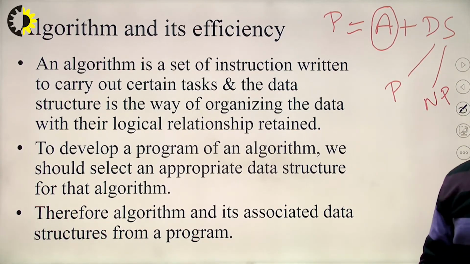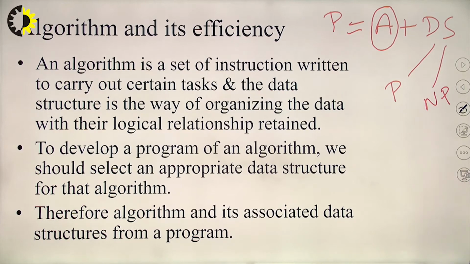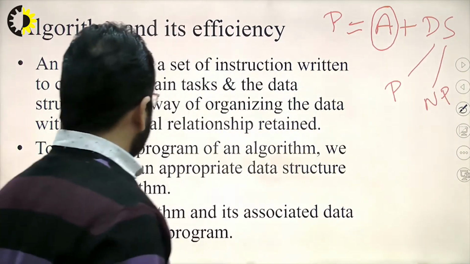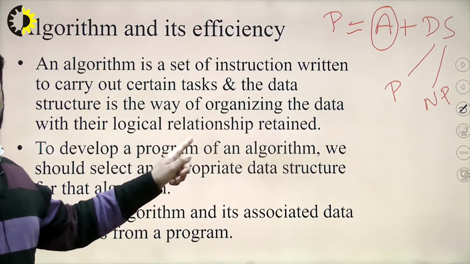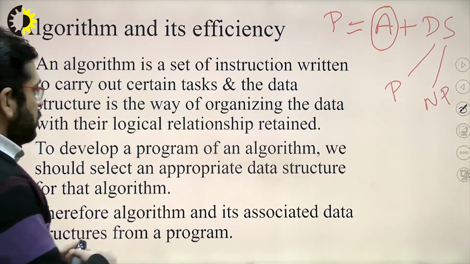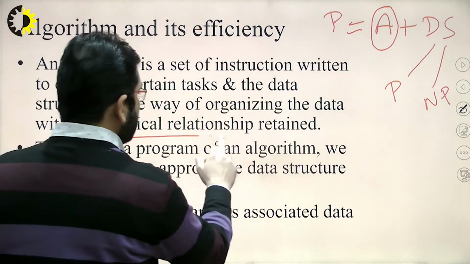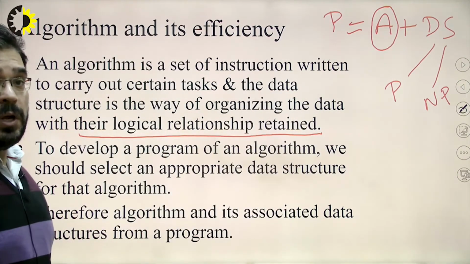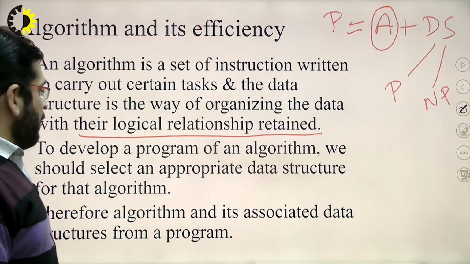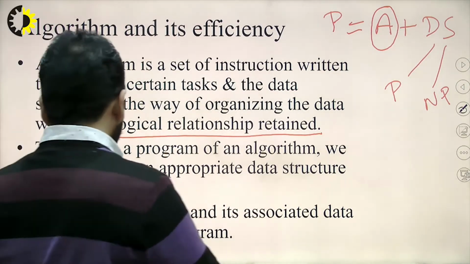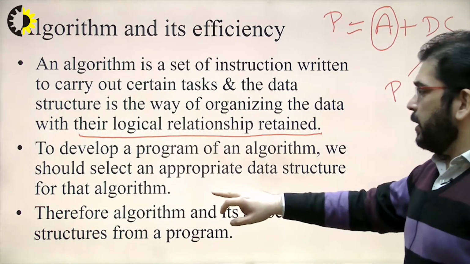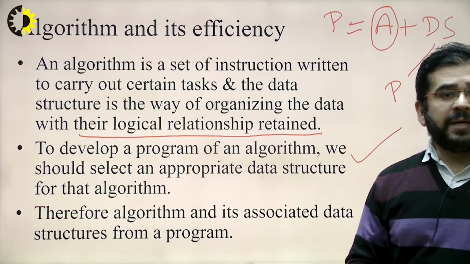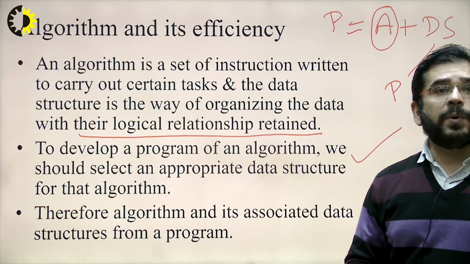So an algorithm is basically a set of instructions written to carry out certain tasks, and the data structure is the way of organizing the data with their logical relationship retained. This is the main point: their logical relationship should be retained so that we can get the particular output from the algorithm. So to develop a program of an algorithm, we should select an appropriate data structure for that program, and thereafter the algorithm and its associated data structures form a particular program.